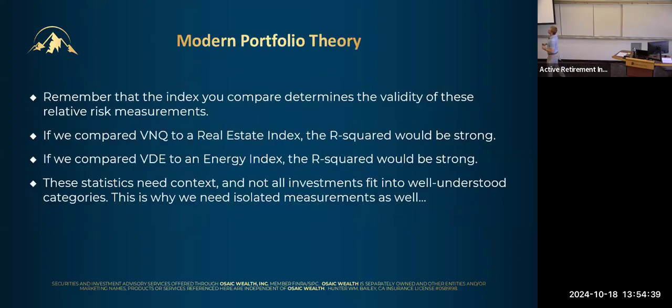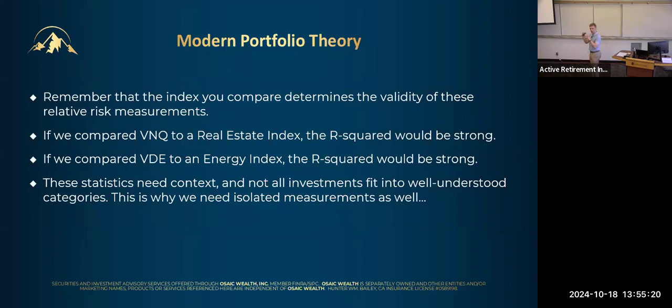So remember that the index you compare to determines the validity of these relative risk measurements. And that R squared really kind of helps you determine whether you're using a valid index or not. If we compared VNQ, which is the Vanguard real estate ETF, to a real estate index, the R squared would be strong. If we compared VDE, the Vanguard Energy Index, to an energy index, the R squared would be strong. So these statistics need context. Not all of the investments fit into well-understood categories, which is why we need isolated measurements as well.